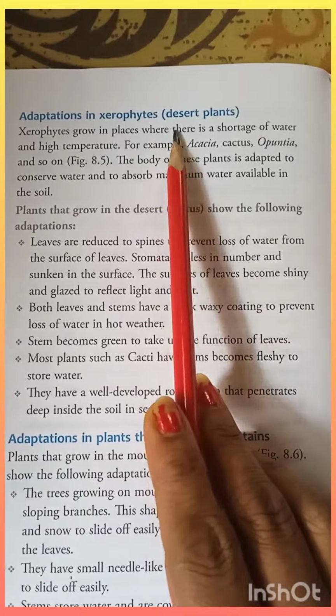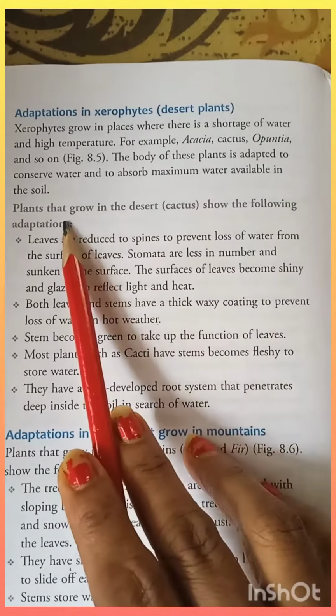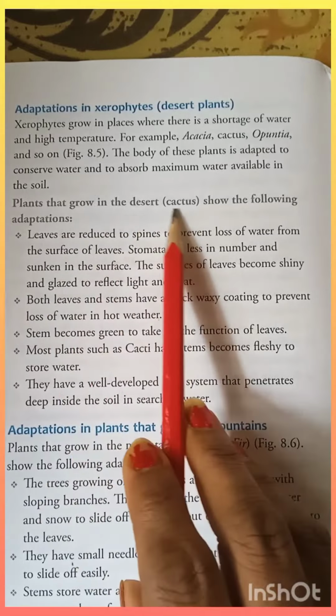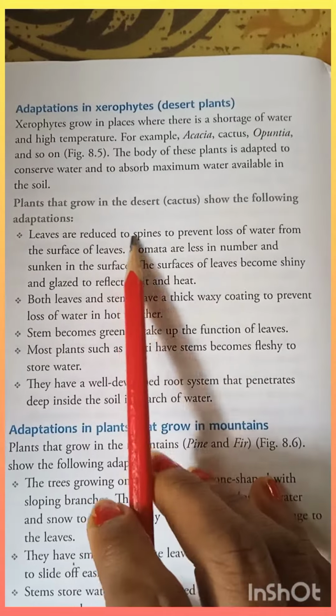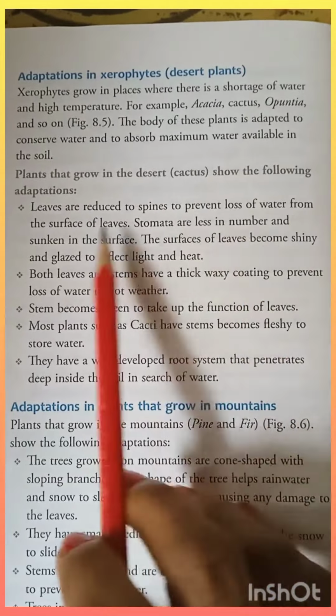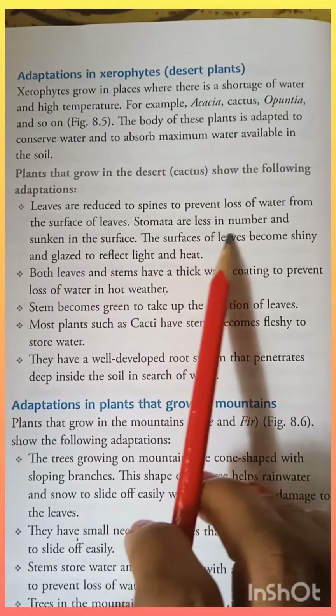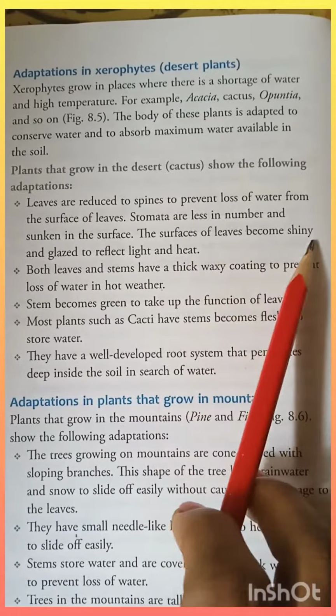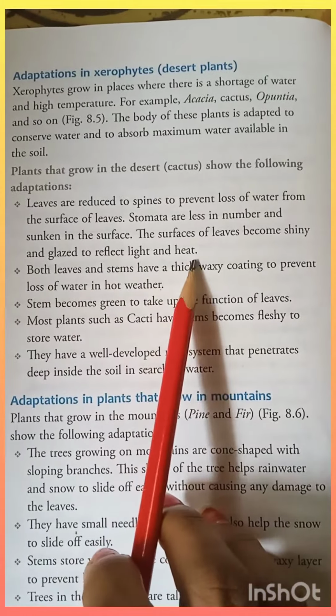Next is adaptation in xerophytes. These plants grow in deserts and they have the following adaptations. Example, cactus. Leaves are reduced to spines to prevent loss of water from the surface of leaves. Stomata are less in number and sunken in the surface. The surface of leaves becomes shiny and glazed to reflect light and heat.